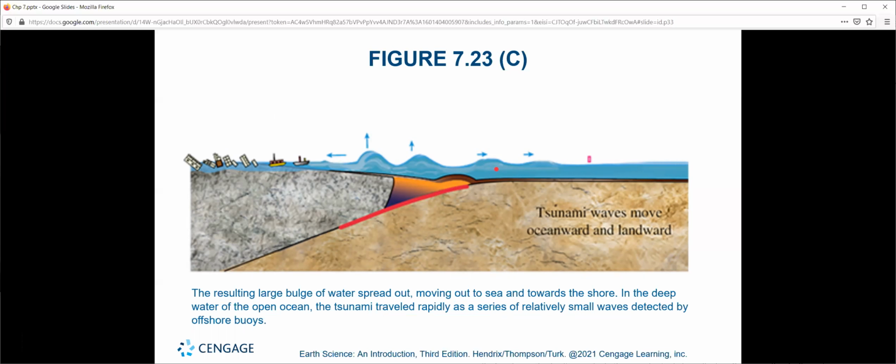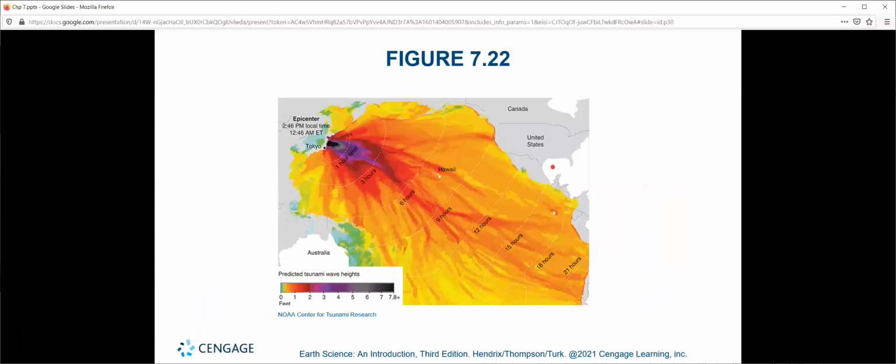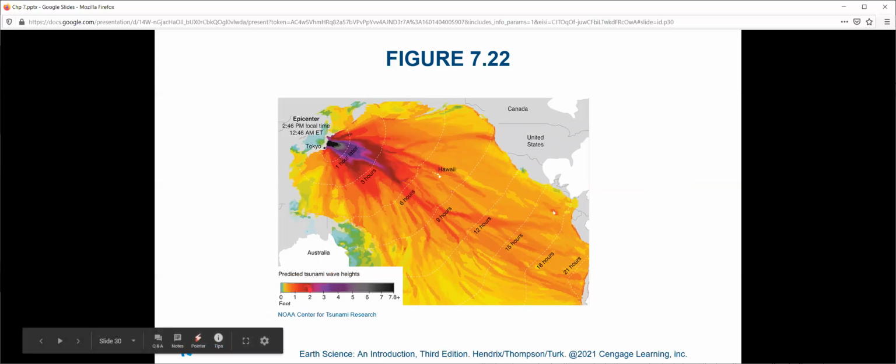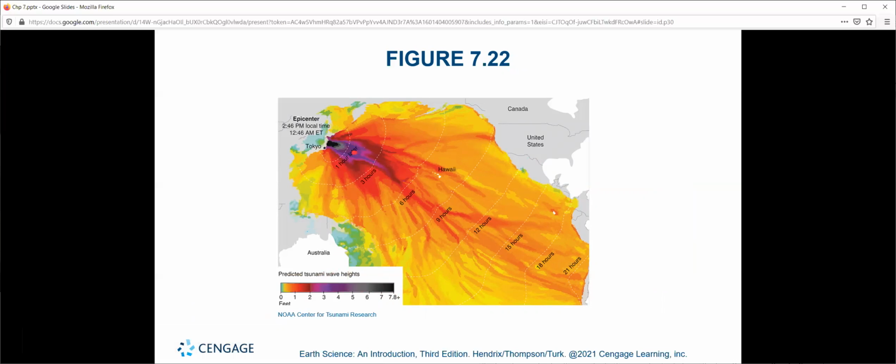In the deep water of the open ocean, the tsunami travels rapidly as a series of relatively small waves detected by offshore buoys. This ain't a big deal as it heads out of the ocean, right? Again, as shown by this map. Once the tsunami hits the shore, the size of the wave rises dramatically. Red, that's a foot and a half. That's kind of pointless, right? 6, 7, 8, now we're talking dangerous waters. Even 4, you could argue, I don't want to get hit by a 4-foot wave, right? This is really only danger spots, so close to the earthquake.